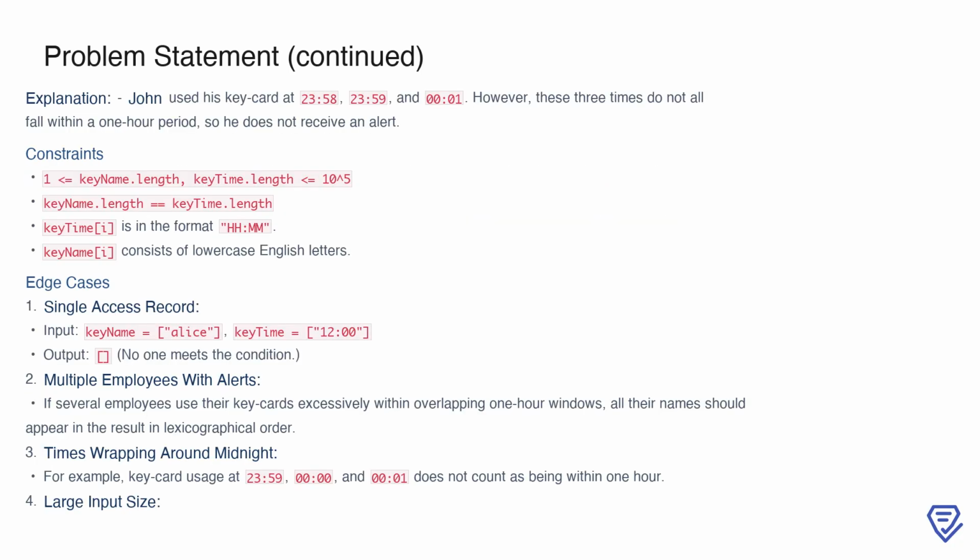In the third example, John used his keycard at 23:58, 23:59, and 00:01. While these times are close together, they do not all fall within a single 1-hour period because the 1-hour window cannot wrap around midnight. Therefore, John does not receive an alert, and the output is an empty list. This highlights how the 1-hour window must be fully contained within the same day and cannot span across 2 days.